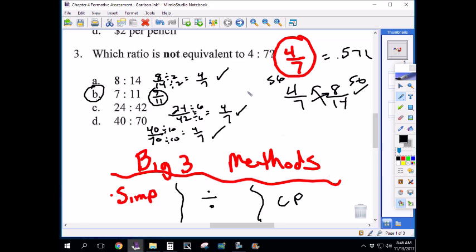You had to show me something proving it. You had to show me the simplified ratio. You had to show me what it equals after a division problem. You had to show me something. You could not just circle the letter B. Everybody got that? You had to do something.